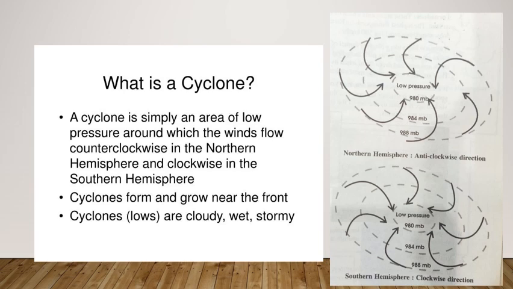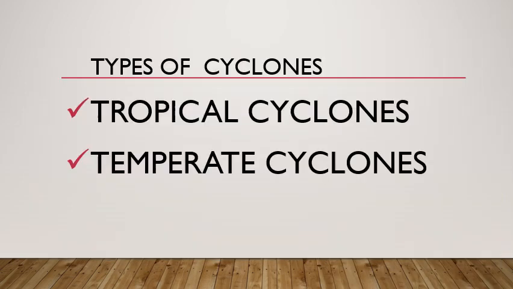So in this slide, as you can see, there is low pressure in the center, and as we move outwards, the value of the isobars keeps on increasing. So winds move from high pressure towards the low pressure. They assume anti-clockwise direction in the northern hemisphere and clockwise direction in the southern hemisphere due to the Coriolis force, which is created by the rotation of the earth.